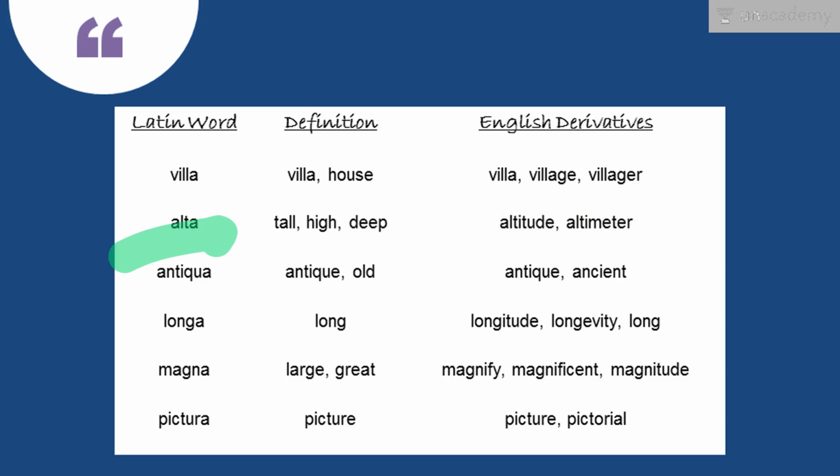Then we have antiqua, which means antique or old, and the words which have been derived from this word are antique and ancient. So this is how we have all these Latin words with their meanings, and these are the words which have been derived from them. These root words and derivatives we will be talking about in some other course, but right now, as I told you, our focus is the Latin words which are used as they are in the English language, like ad hoc, like alumni, like in toto. So we will be talking about those words in this course.